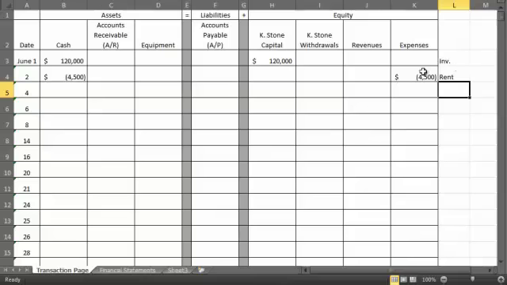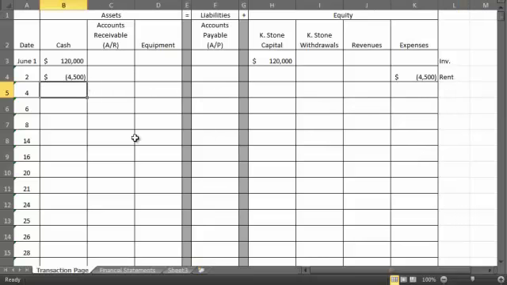Now, what I'm doing here is I'm keeping track of what each of these transactions are, so that when it comes time to prepare my income statement and my balance sheet and my statement of owner's equity and my statement of cash flows, I will actually be able to just look here instead of going back to the textbook to find what these transactions were about.